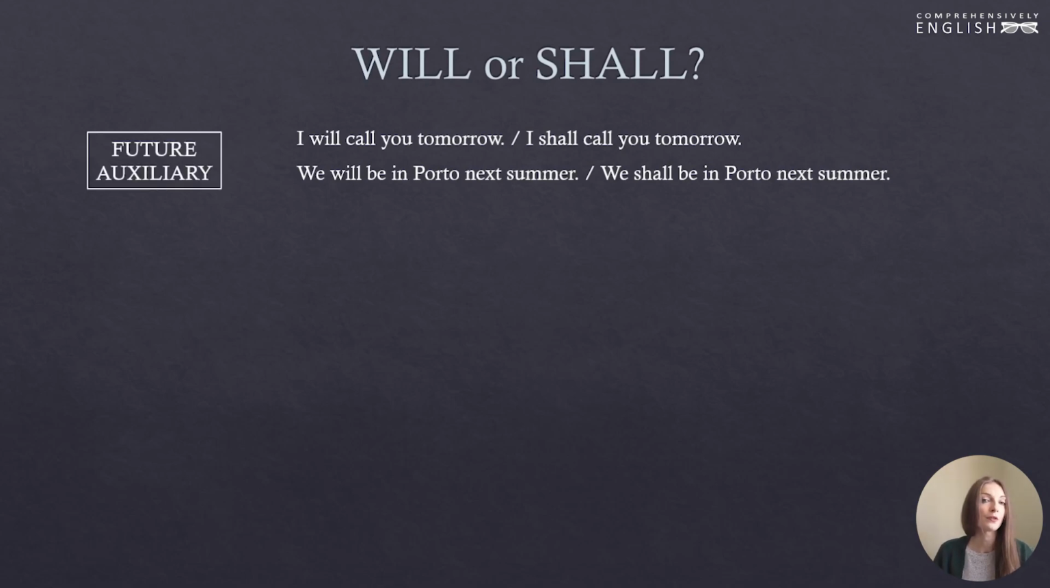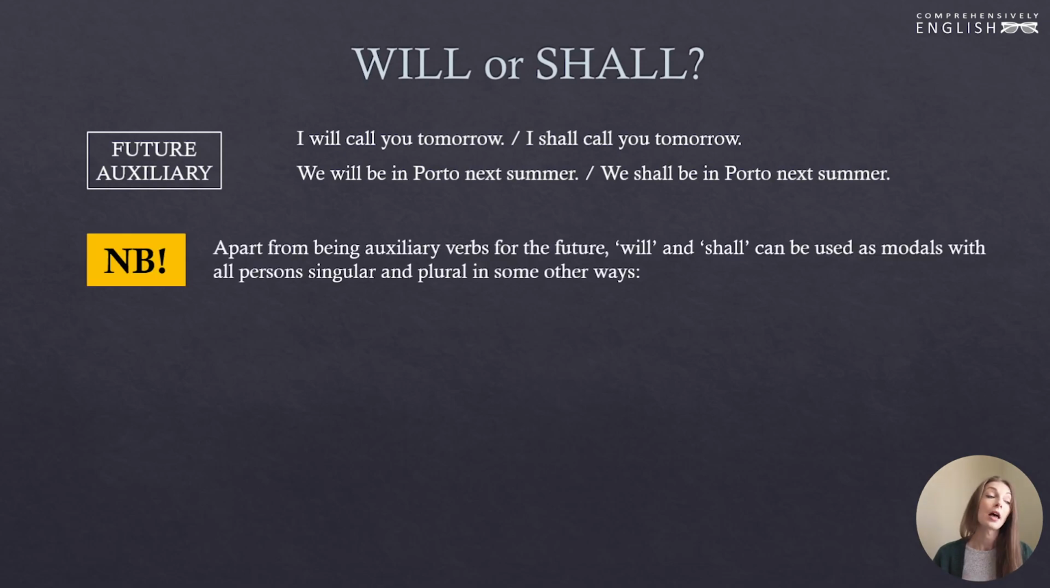There is no difference because in both of these situations, will and shall are used as auxiliary verbs of the future simple tense. As such, they can only be used with the first person singular and plural, that is with I and we. But apart from being auxiliary verbs for the future, will and shall can be used as modals with all persons, singular and plural, in some other ways. Let's see.